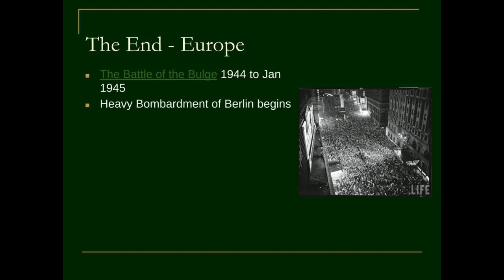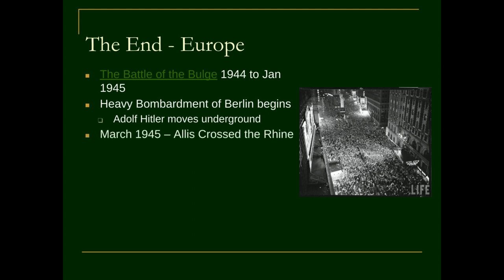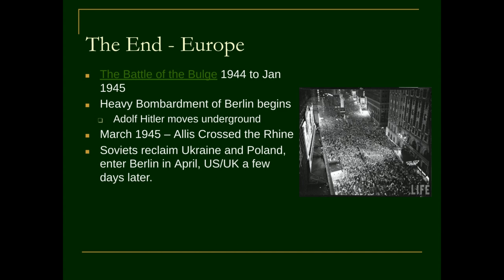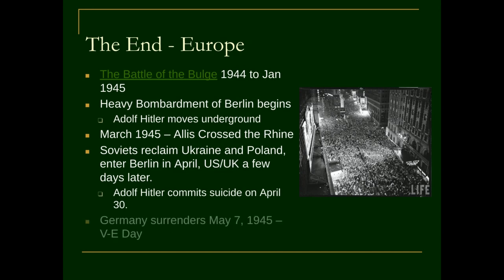From there on in, bombardment of Berlin begins. Adolf Hitler would move to his underground bunker. In March of 1945, the Allies would cross the Rhine River, which is not far from the capital, Berlin. The Soviets would reclaim Ukraine and Poland and enter Berlin in April of 1945. The United States and Great Britain would enter a few days later. On April the 30th of 1945, Adolf Hitler would commit suicide, and the war comes to an end in Germany.